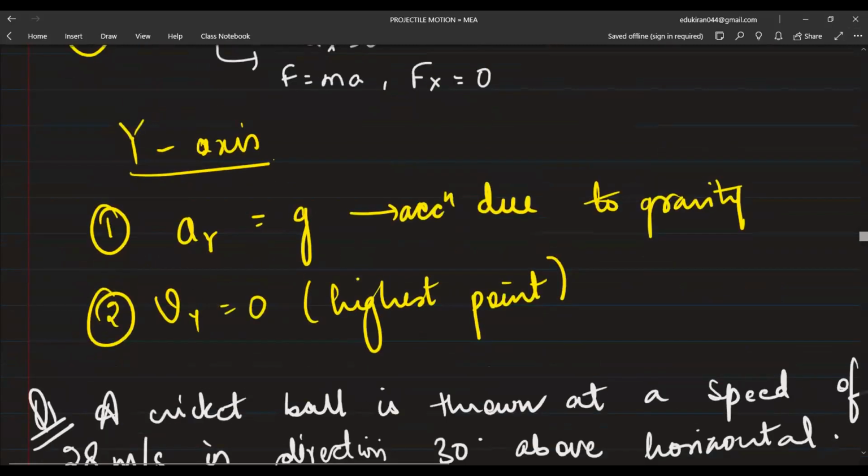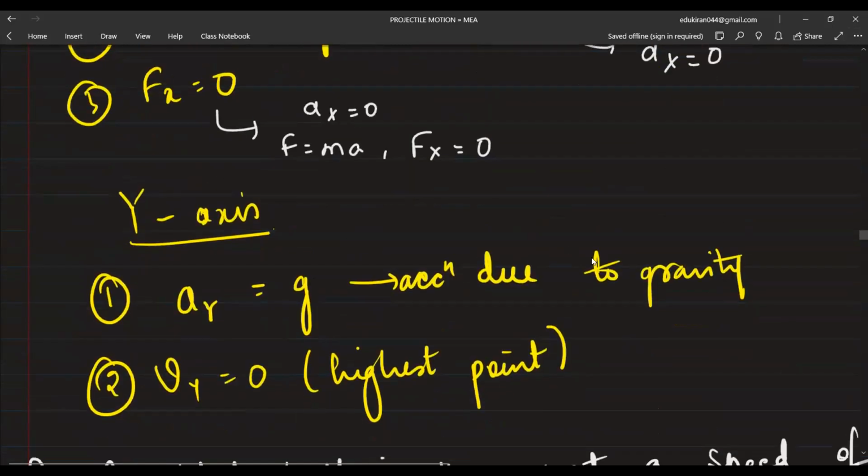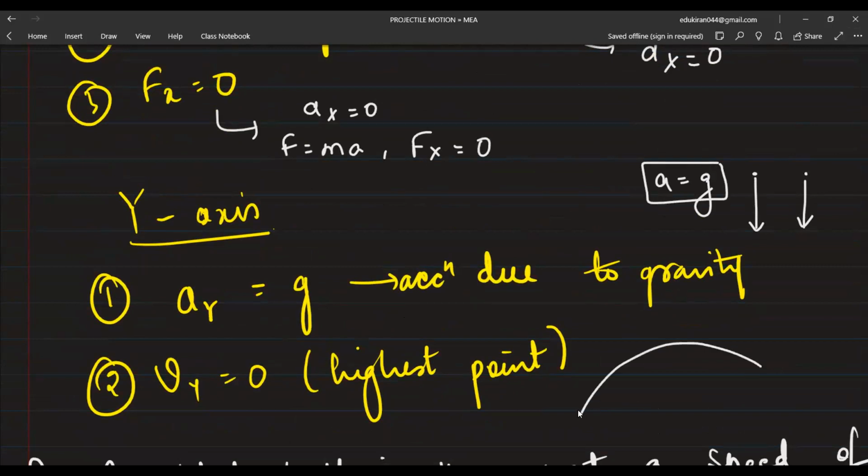Next, along y-axis, what do you have to remember? Two things. Firstly, the acceleration which is acting. Whenever acceleration is acting under the influence of gravity, we call it acceleration due to gravity. So ay is basically g. And see, at the highest point, what happens? The ball moves, and at the highest point, the velocity along y-axis becomes 0. So the ball starts coming down. Vy becomes 0 at the highest point. These are the conditions, class.